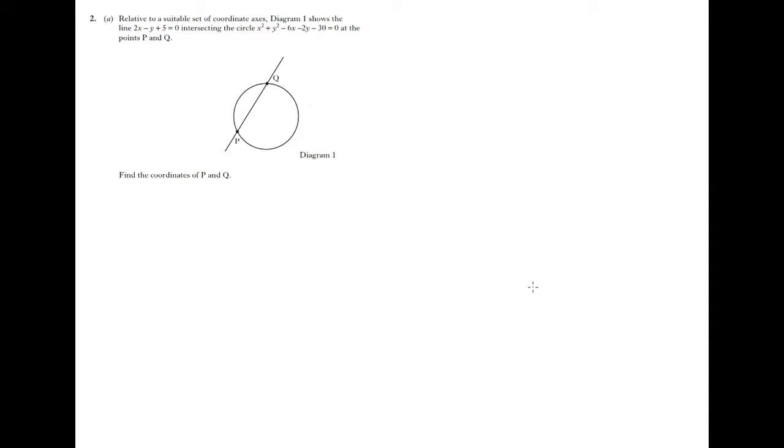So here we have question 2 from paper 2 of the SQA Higher Maths paper 2012. A circle and a straight line which intersects it at points P and Q. And information we're given is that the equation of the straight line is 2x minus y plus 5 equals 0.